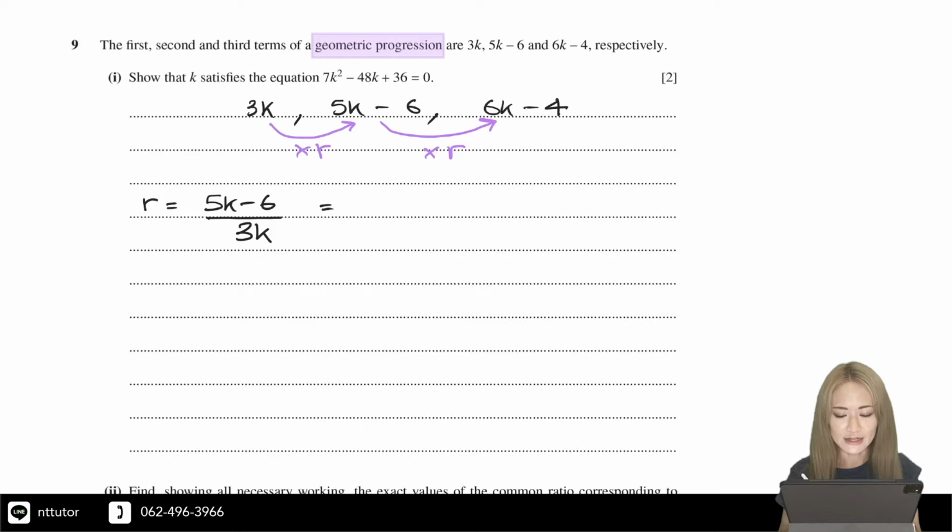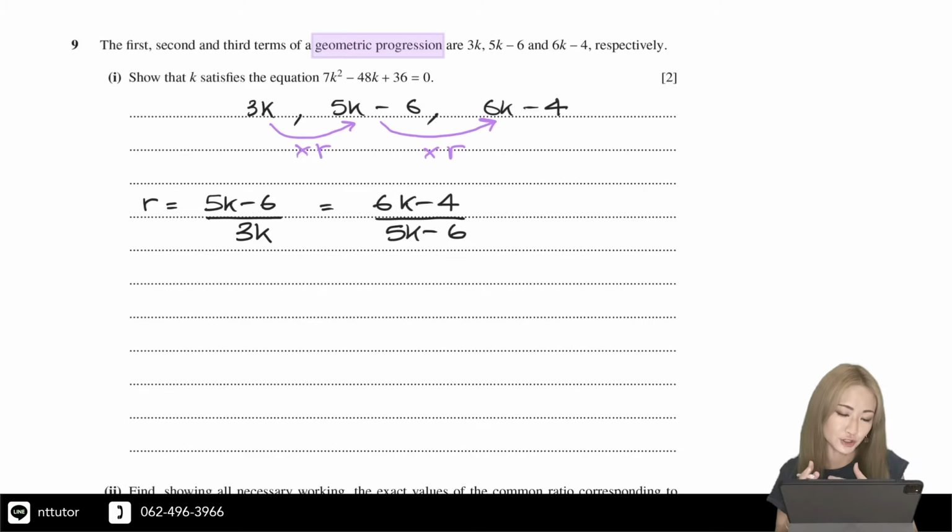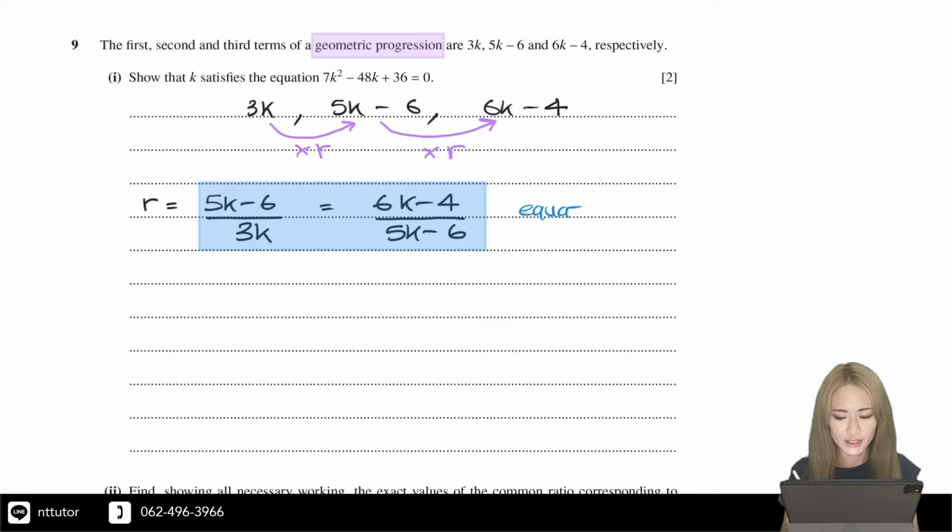So that means that 6k minus 4 divided by 5k minus 6 must equal r as well, because when we multiply 5k minus 6 by r, it will equal the next term. So we have two versions of r here, and we can use this to solve for k. Because both of these expressions represent r, 5k minus 6 over 3k equals 6k minus 4 divided by 5k minus 6.